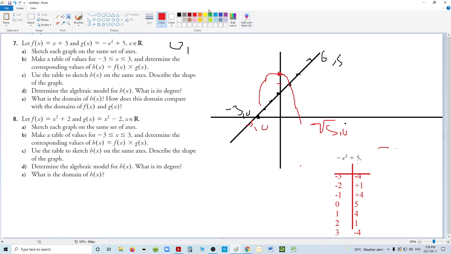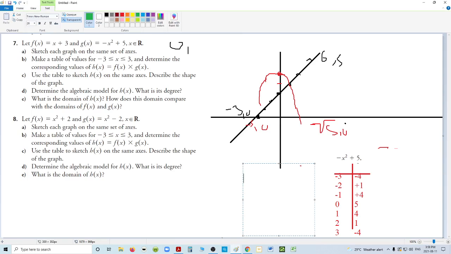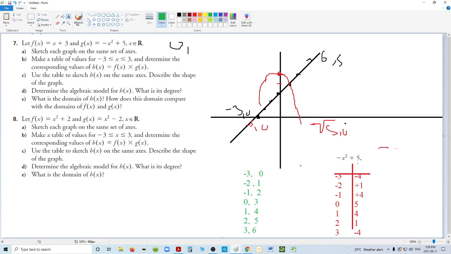If I'm going to do the other one, I have these values for the same thing. Minus 3, comma 0, minus 2, comma 1, minus 1, comma 2, 0, comma 3, 1, comma 4, 2, comma 5, and 3, comma 6. Okay, good enough.